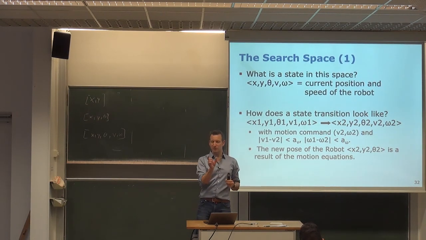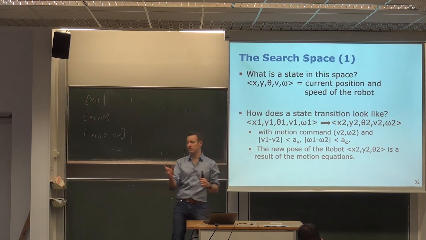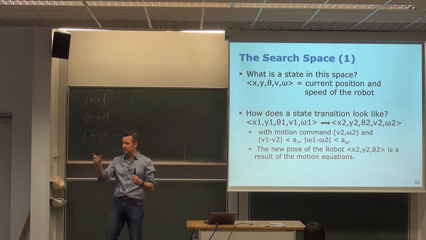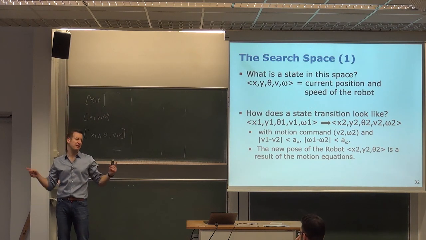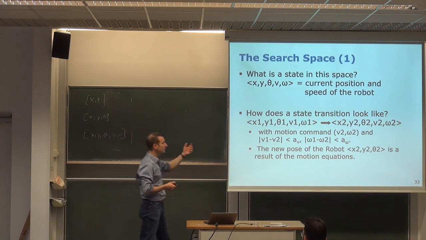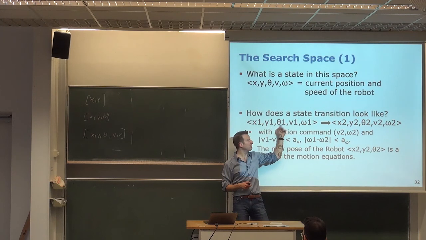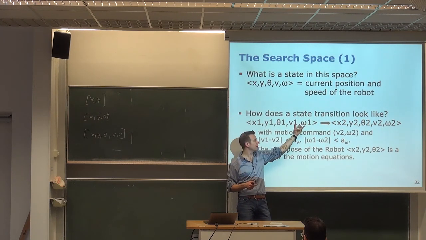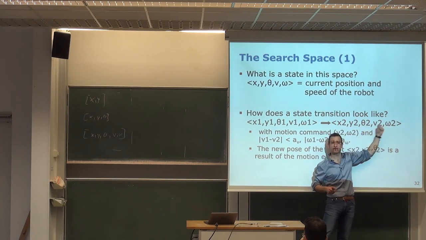So if I have 0 velocity in the beginning, and the next time step would be 20 centimeters per second, then 40 centimeters per second, 60 centimeters per second, 80 centimeters per second, 1 meter per second, and then I have the maximum speed. So it would take me 5 seconds to accelerate, for example. I want to take this into account. So that means the states I can reach depend on my predecessor's state, and the velocities matter. Basically, the velocities tell me how these states look like and how I can change those velocities at the next point in time.